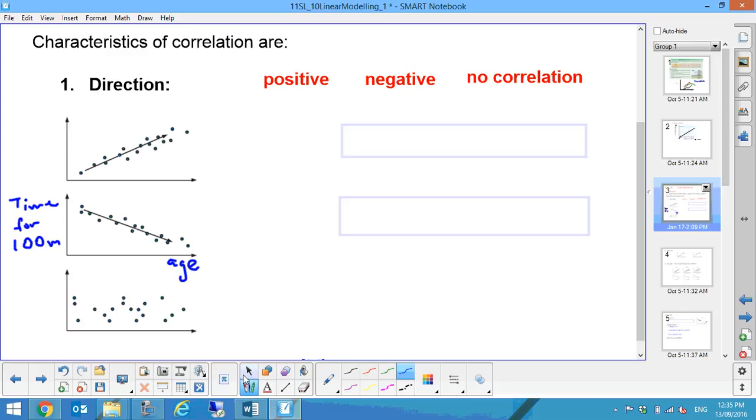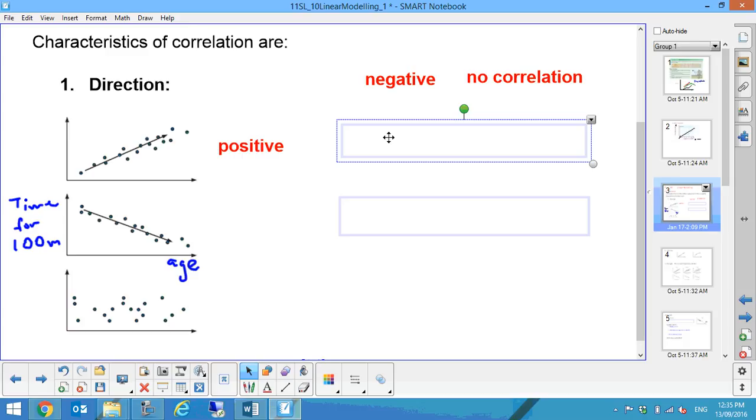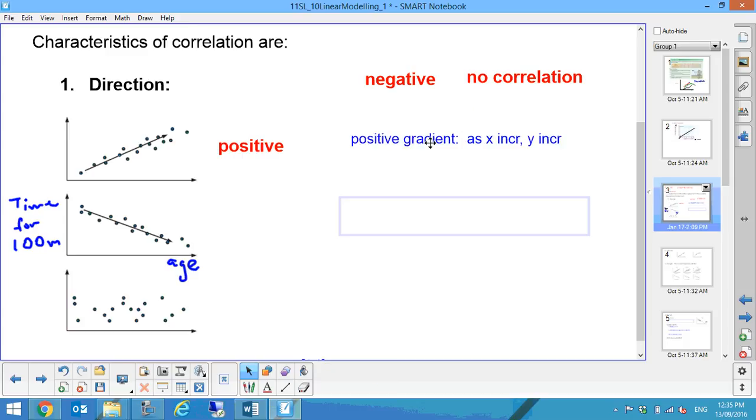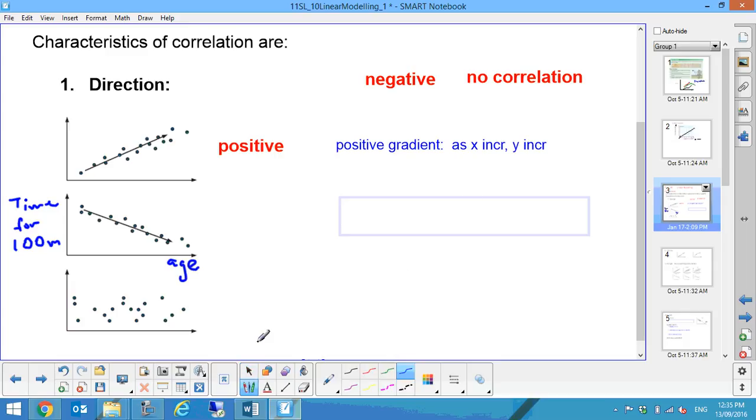So we use the term a positive relationship for this one. And in that case, it's because it has a positive gradient. As x increases, then the y increases. So that's what we mean for a positive relationship. As that gets higher, the y value is increasing. Whereas in the next one, as x increases, the y goes downwards.